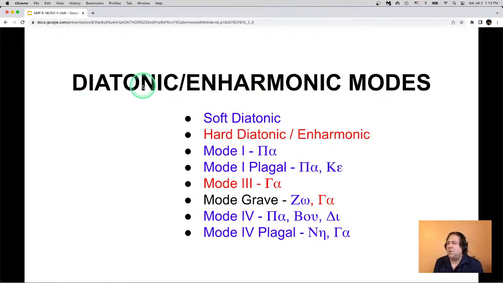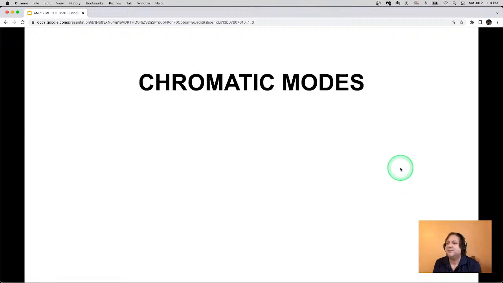Do we remember what soft and hard kind of mean? The easy way to remember it is hard diatonic and hard chromatic. Anything that's hard tuned agrees with the piano. It's no microtones. It's all stuff that you can write on the staff without any special sharps or flats that aren't typically found in Western music. So that's that. Here's our chromatic modes.